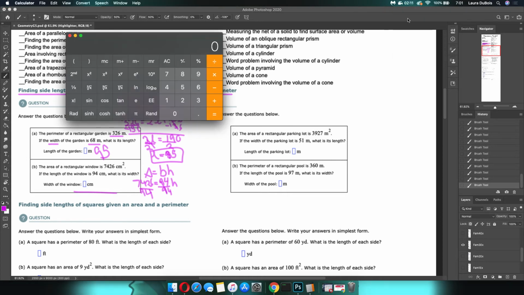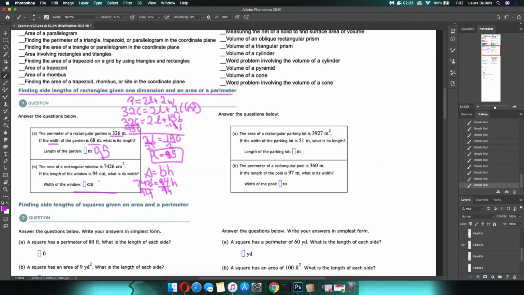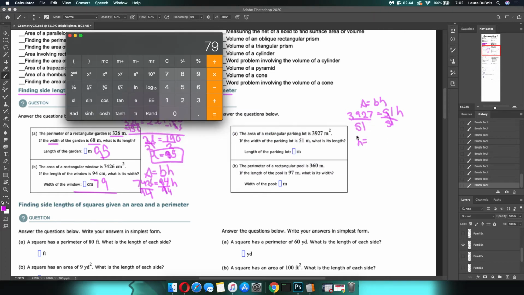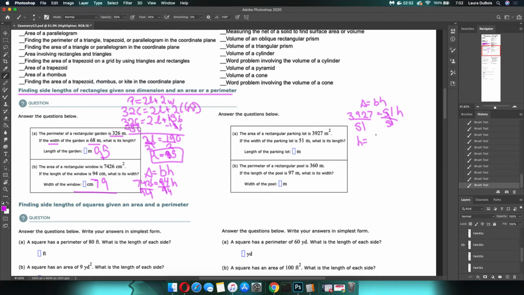Let me pull out my calculator. All right, so our area is 7426, and then we are dividing by 94, which gives 79. I knew it was going to be in the 70s, so 79 is going to be our answer here. Same thing over here, area is 3927, so area is base times height, so 3927 equals 51 times the height. Divide by 51, H is going to be 70 something. Let's find out. 3927 divided by 51 is 77.